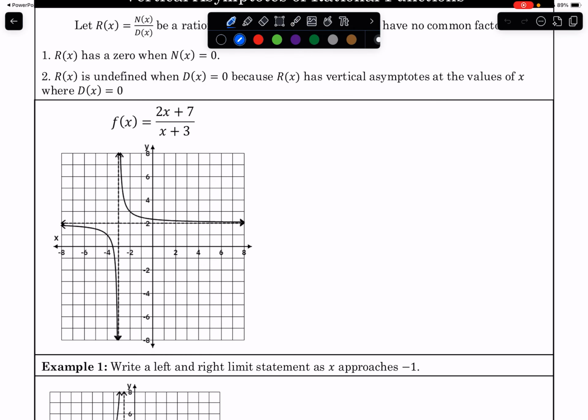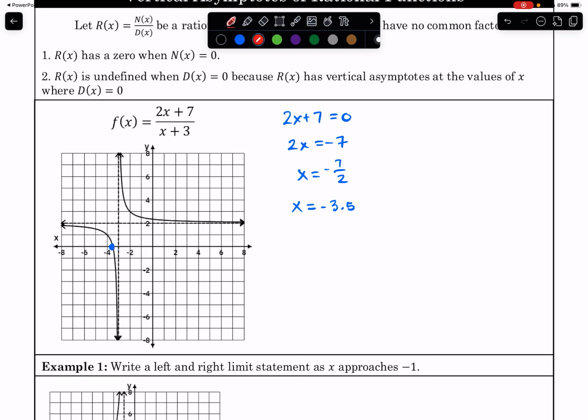We can see that if I get the top part, 2x plus 7, set that equal to 0, and solve this equation for x by subtracting 7 from both sides and then dividing both sides by 2, this graph is crossing the x-axis at negative 7 over 2, which is a total of negative 3.5, which is around exactly right here, as you see. Negative 3.5. That's where we're crossing the x-axis.